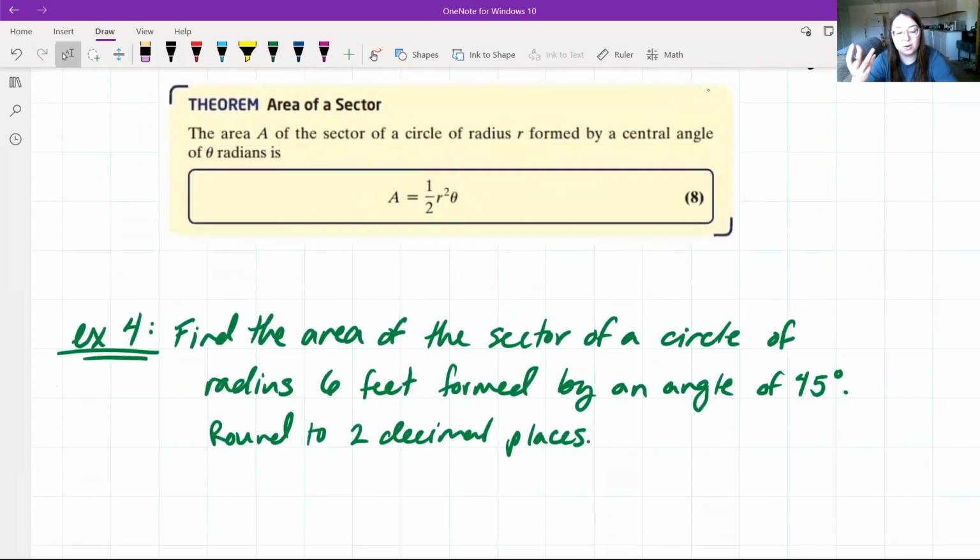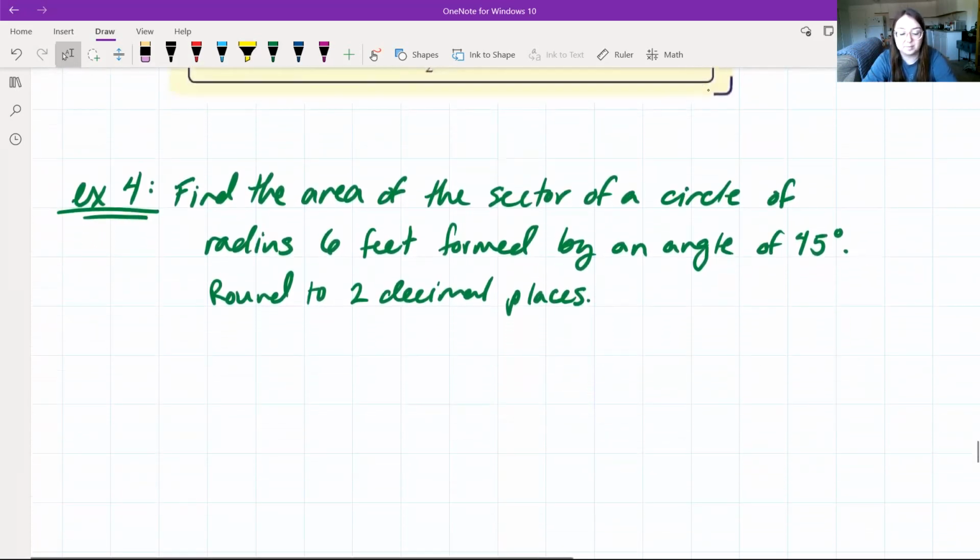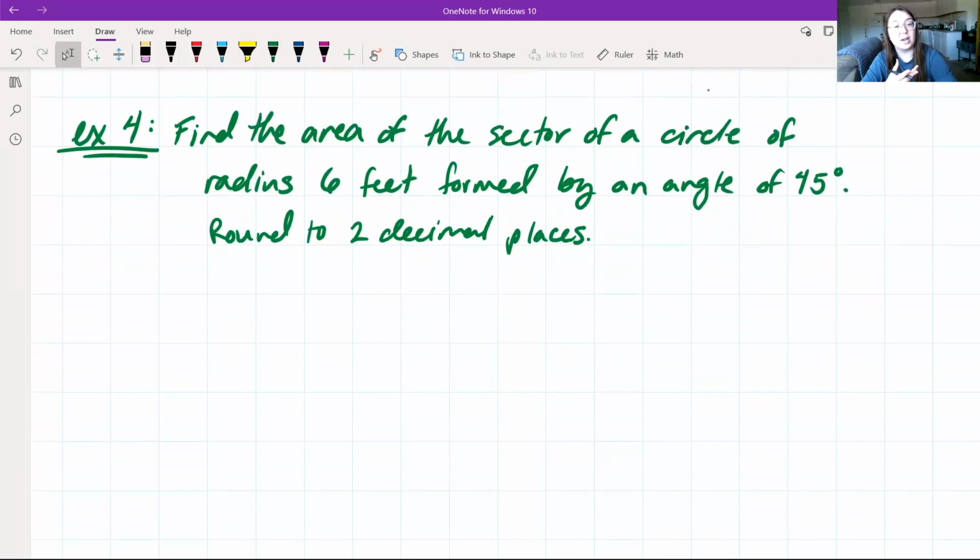So the equation for the area of a sector is area is equal to 1/2 radius squared times our angle theta. Let's go ahead and use it in a problem. So example 4, we want to find the area of the sector of a circle of radius 6 feet formed by an angle of 45 degrees.